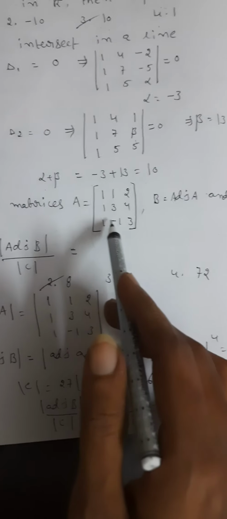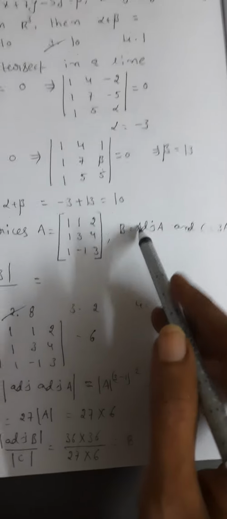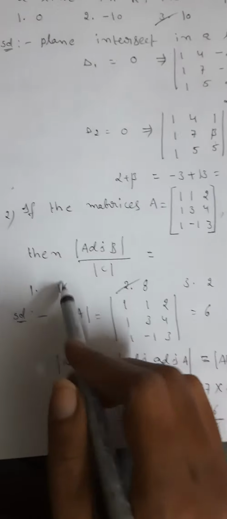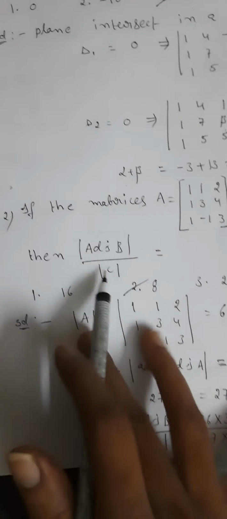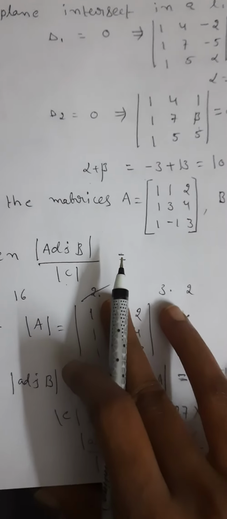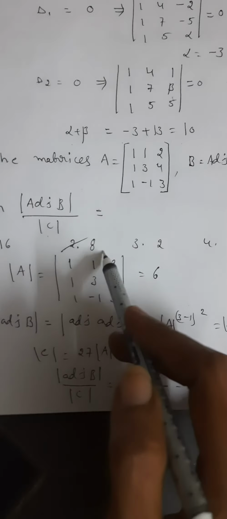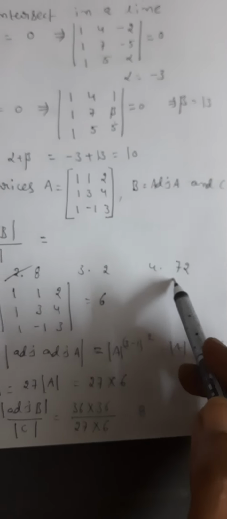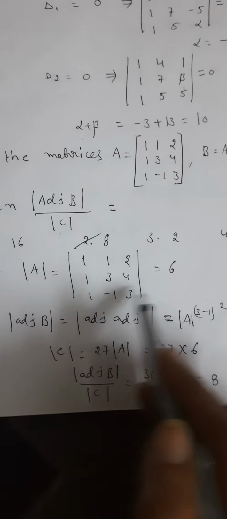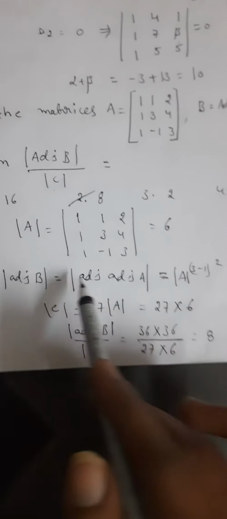If the matrix A is given as 1 1 2, 1 3 4, 1 minus 1 3. So given here B is equal to adjoint A and C is equal to 3A, then modulus of adjoint B by modulus of C is equal to. So now you have to find this value. See, the first option is 16, second option is 8, third option is 2 and fourth option is 72. Okay, first you have to find the determinant. So finding the determinant, we get 6, the value is given. So to find the det, we will get that 6.